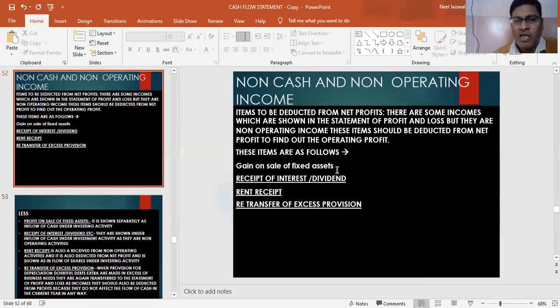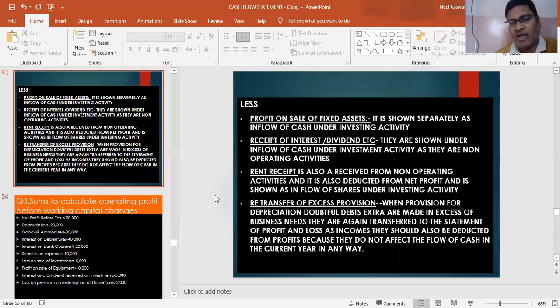And whatever items we have already added to get the net profit, that is gain on sale of fixed assets, receipt of interest or dividend, rent received, transfer of any excess provision, those will be subtracted in order to get operating profit, because they have already been included in the net profit. These are the reasons why we are subtracting all this.